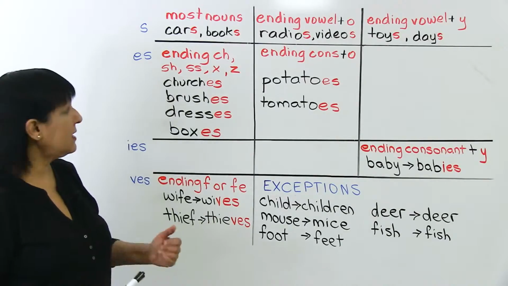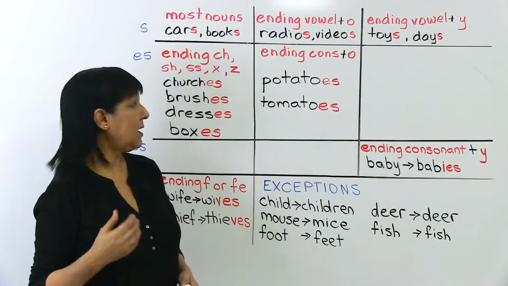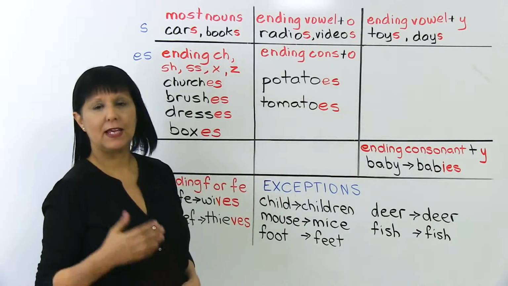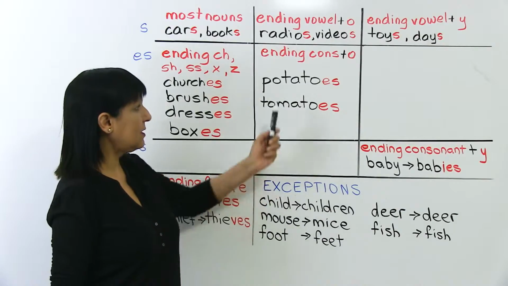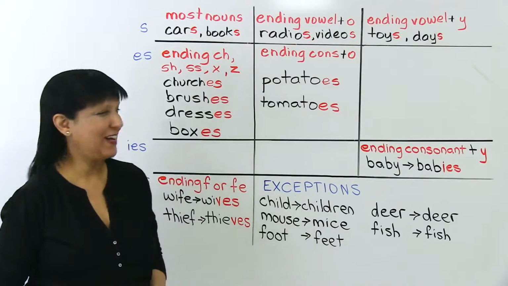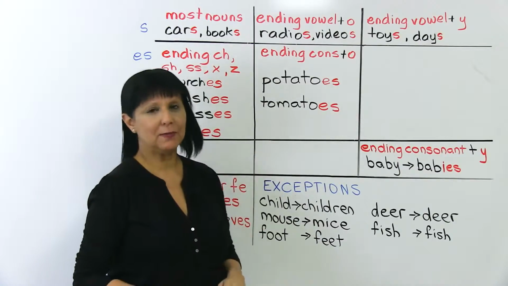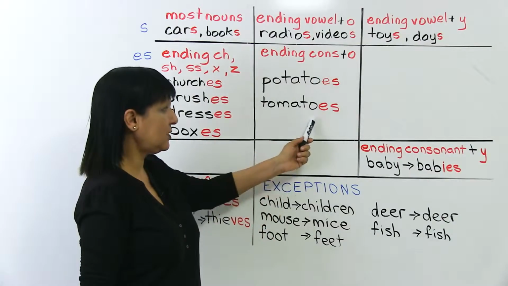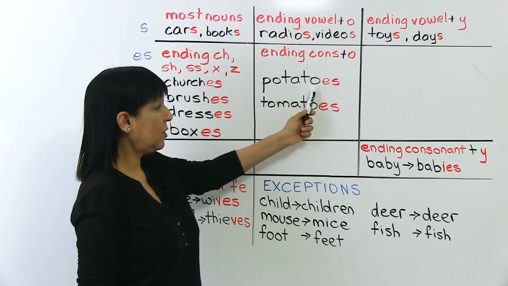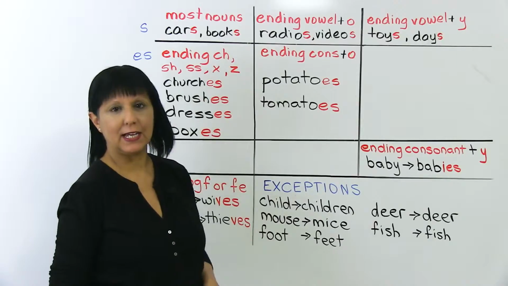Also, when do we add ES? When you have a word that ends in a consonant plus an O. For example, potatoes or tomatoes. All right? These are a little bit confusing. Many people get it wrong, so make sure you pay attention here. So here where you had the consonant T plus an O, and we just added ES.